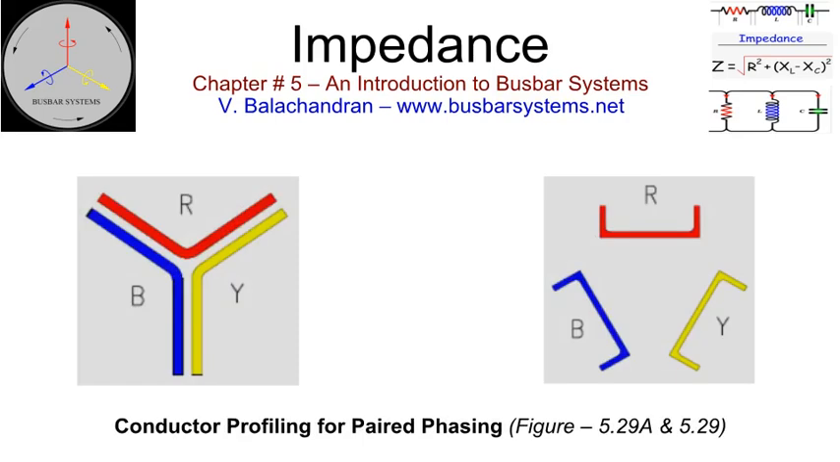Conductor profiling for paired phasing. A similar effect can be achieved by profiling the conductors and configuring them as shown in Figure 5.29a and b. Such an arrangement will also bring the shape factor very close to 1, making the DC and AC ampacity equal. A significant reduction in the flux around the pair will result in lower reactance. Such configurations, incorporated in low-voltage non-segregated phase bus, reduce voltage drop.